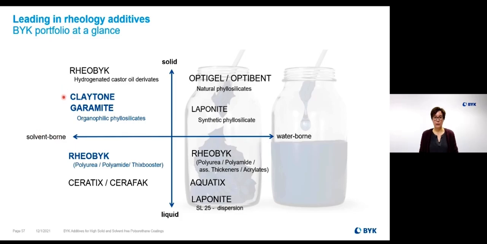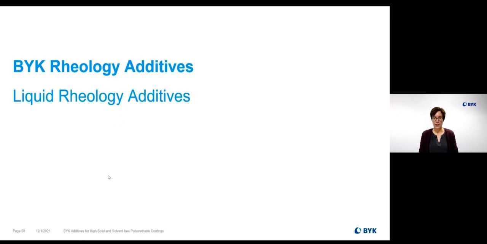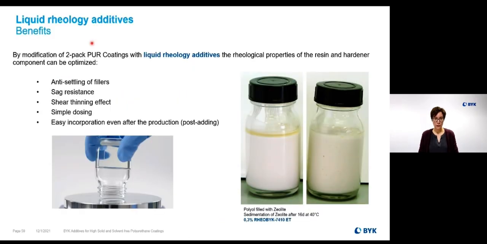Here we have the solid ones, Claytone as well as Garamite, and we have the Rheobyk types. Besides these three families, we also have the Ceratix or Cerafak types, which are wax additives with a certain rheological behavior. Let's start with the liquid rheology additives. Here we have, for example, our BYK 410 family.